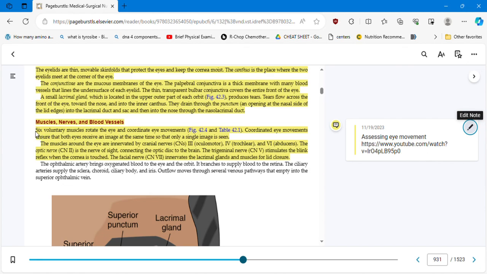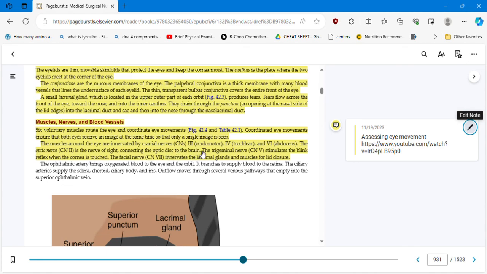Okay, so the muscles. We have 6 voluntary muscles that rotate the eye and coordinate eye movement. Coordinated eye movement ensures that both eyes receive an image at the same time so that only a single image is seen. The muscles around the eye are innervated by cranial nerve 3, the oculomotor, cranial nerve 4, the trochlear, and cranial nerve 6, the abducens. The optic nerve, cranial nerve 2, is the nerve of sight connecting the optic disc to the brain.